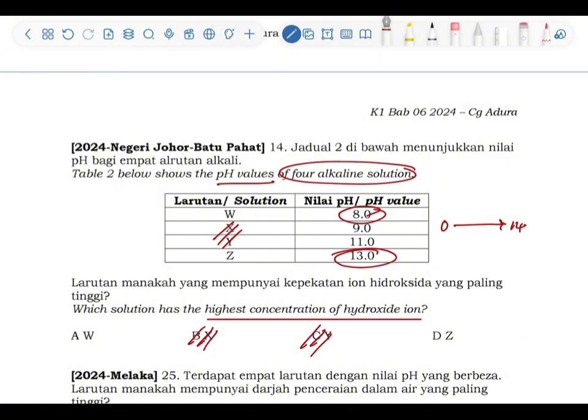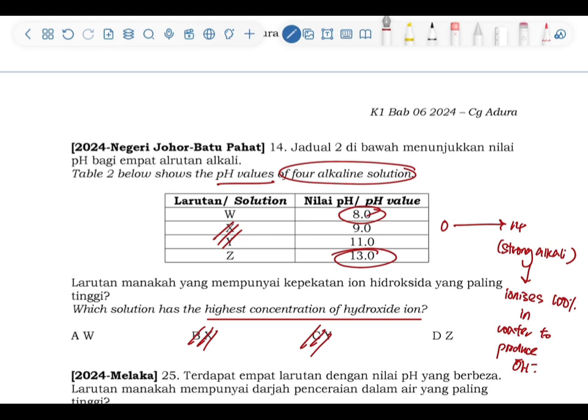So if the number is nearest to 14, it is a strong alkali. So this strong alkali means that it can ionize 100% in the water to produce hydroxide ion. Remember, for the alkali, it is hydroxide ion. But for acid, it produces hydrogen ion.